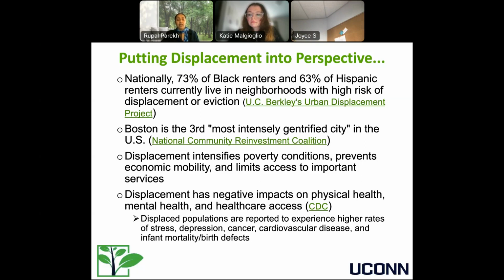Displacement is a stressful and traumatizing event, and there's evidence that there are many negative impacts on physical health and mental health, as well as healthcare access. Displaced populations experience higher rates of depression and anxiety, cancer, cardiovascular disease, infant mortality, birth defects, and more. Displacement is incredibly harmful to communities. And all of this data goes to show why EPA is focusing on protecting communities and keeping people in their neighborhoods this year on their grants, and hopefully for a long time.